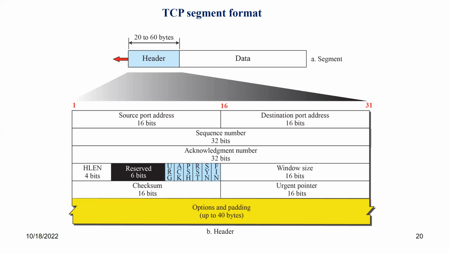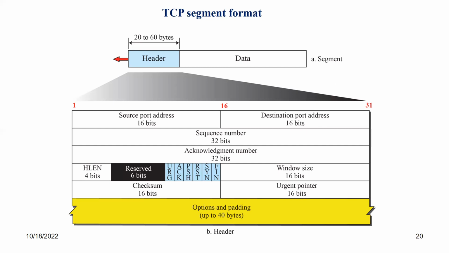Next, 16 bits of window size. What this window size defines is, we are using a combination of go back N and selective repeat. In that, we are using a window. So that window size will be represented here, if it is using the flow control mechanism.